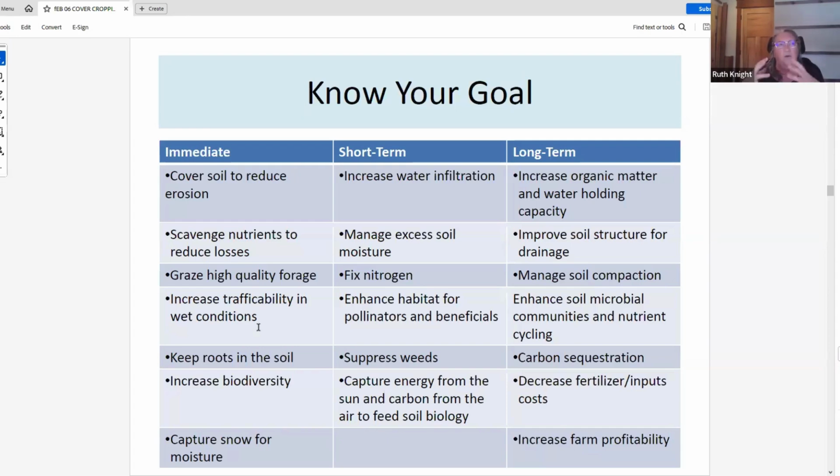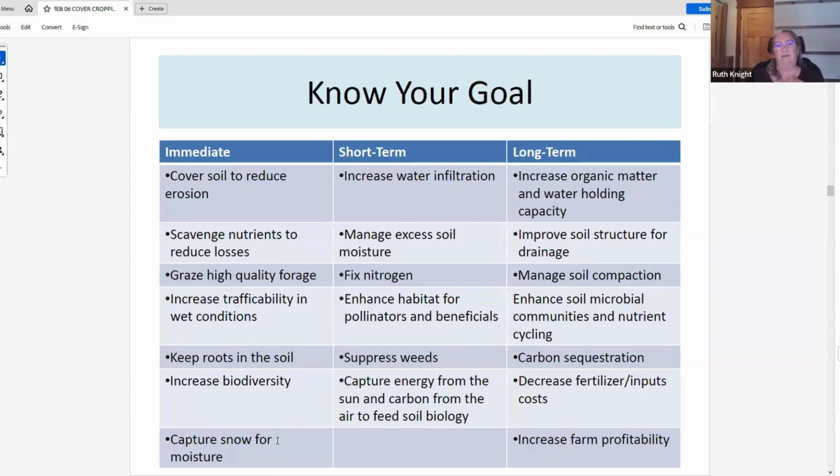This is holding the soil structure, firstly with the root structure of the cover crop, but also the impact that it has in terms of the microbial life, keeping roots in the soil, increasing biodiversity, and capturing snow for moisture. And then there's the short-term goals and long-term goals.